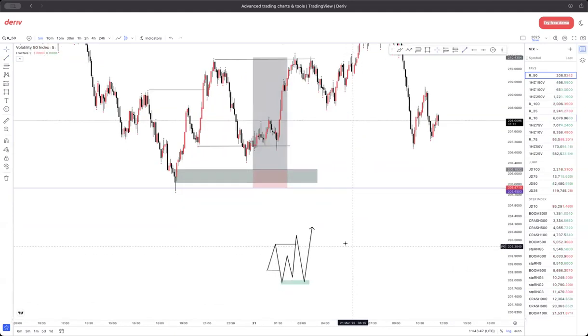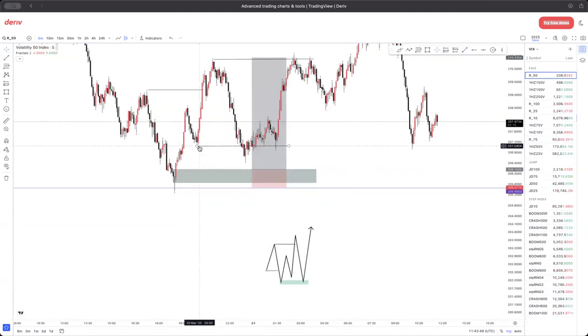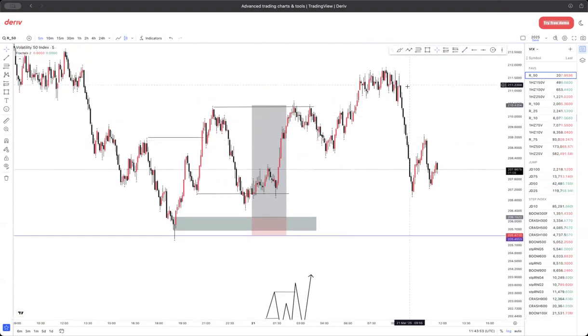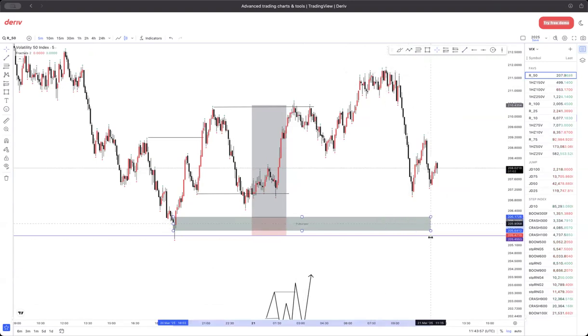So price just ignored us, came all the way, took out the structural liquidity and just bought up, smashed TP and see. But it's reversing back. Hopefully it comes and respects our POI.